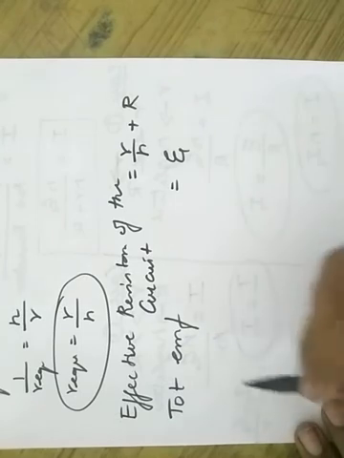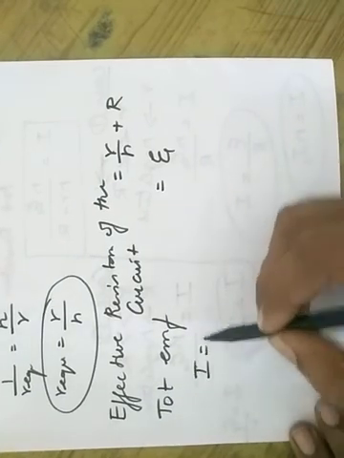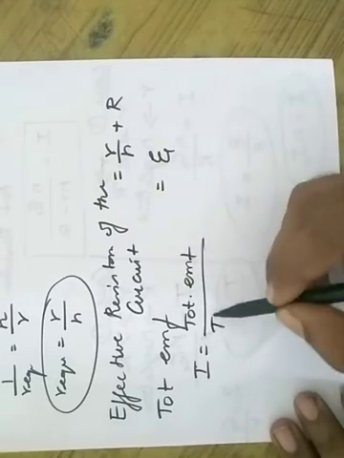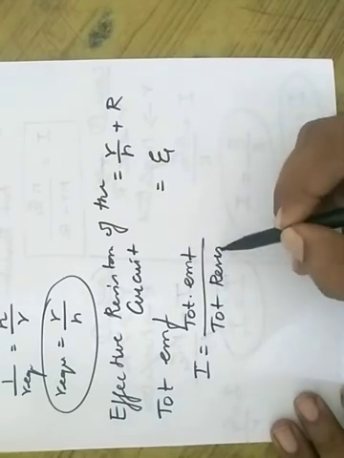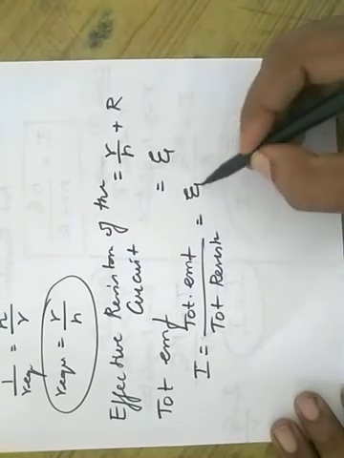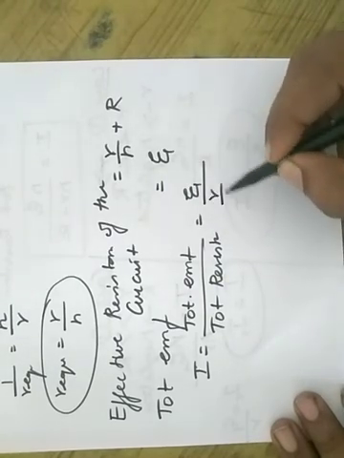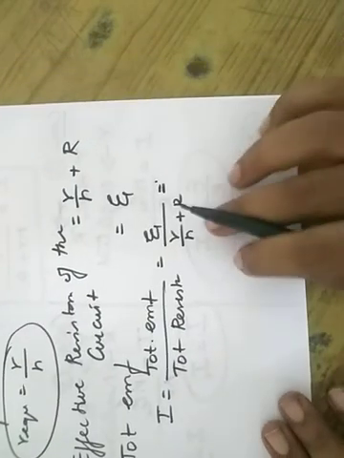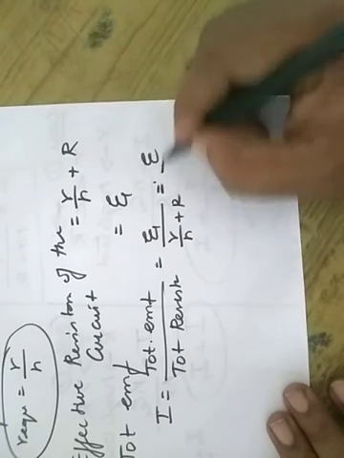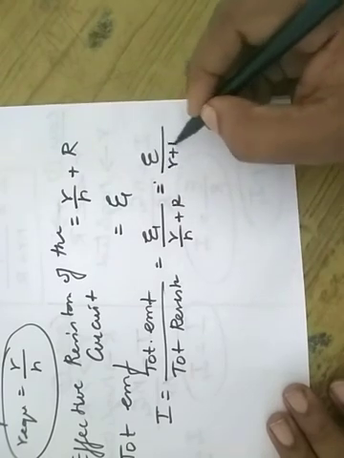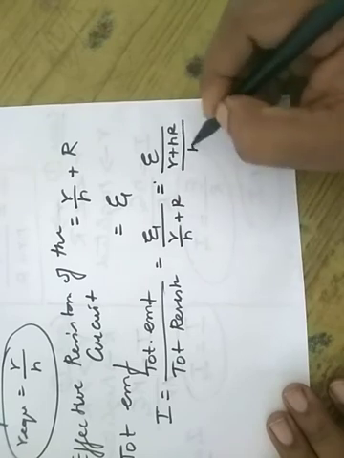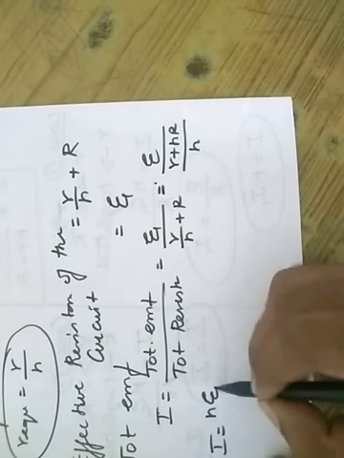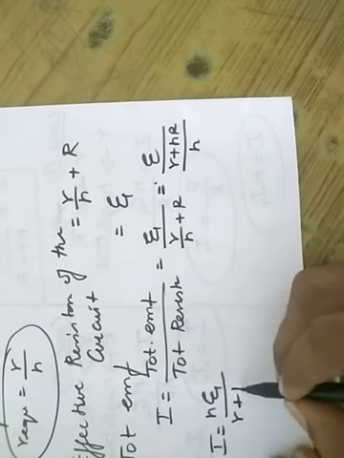Then the current is written as I is equal to total EMF by total resistance. We know the EMF value is psi, and the total resistance is r by n plus R. Taking LCM in the denominator, the denominator becomes r plus nR by n. Then I becomes I is equal to n psi by r plus nR.